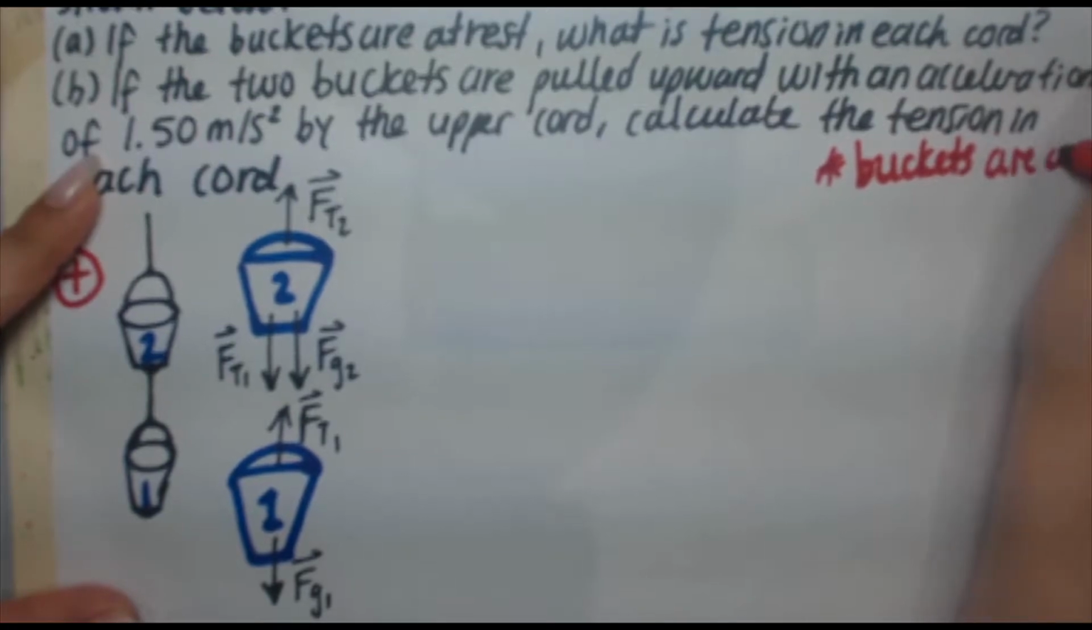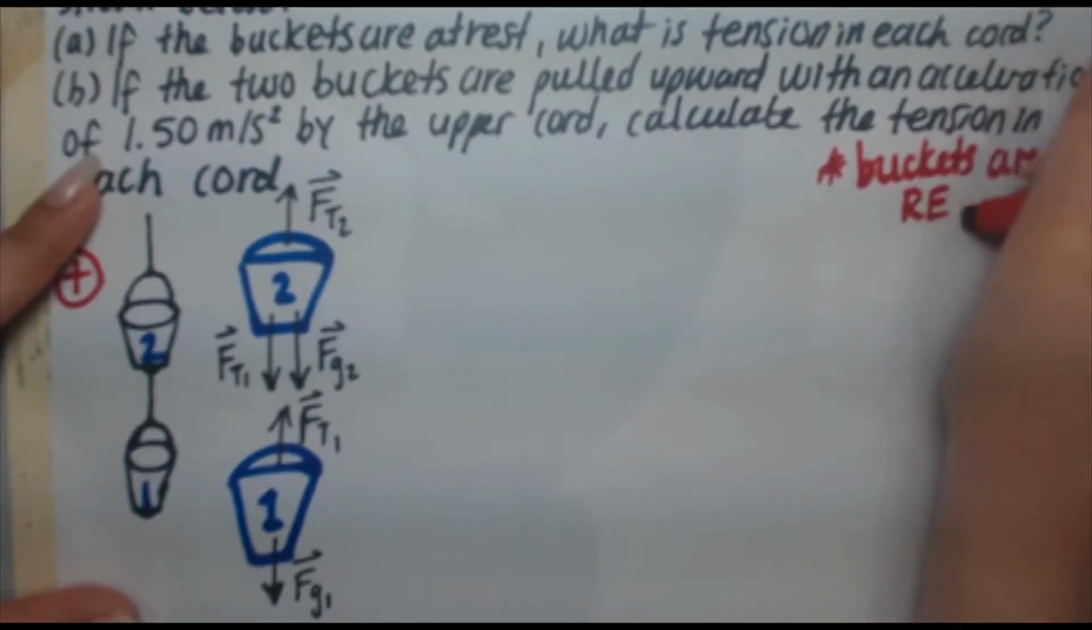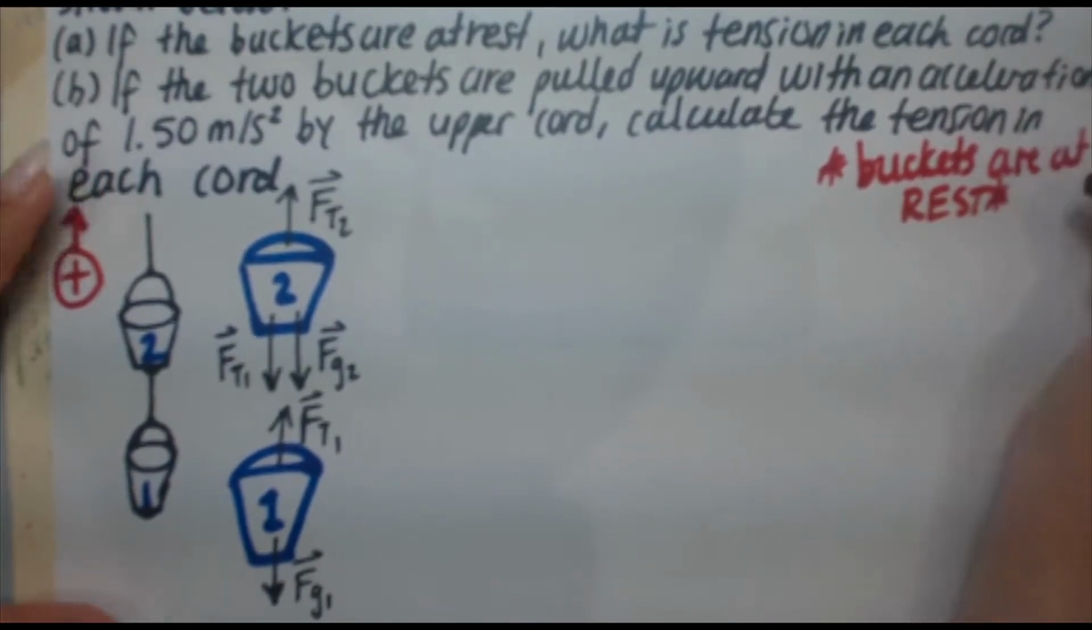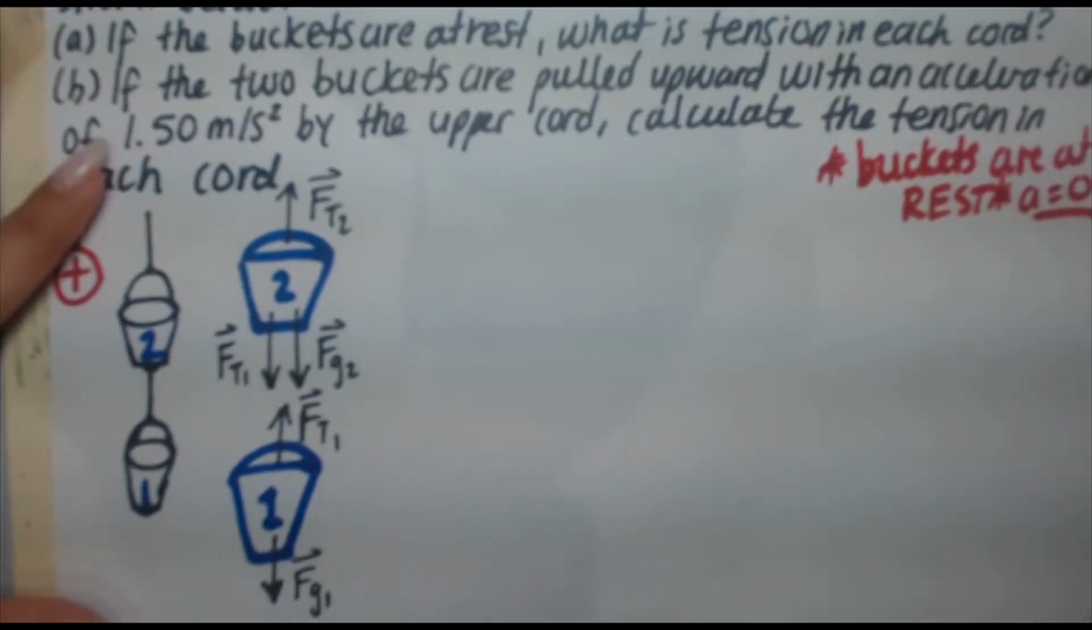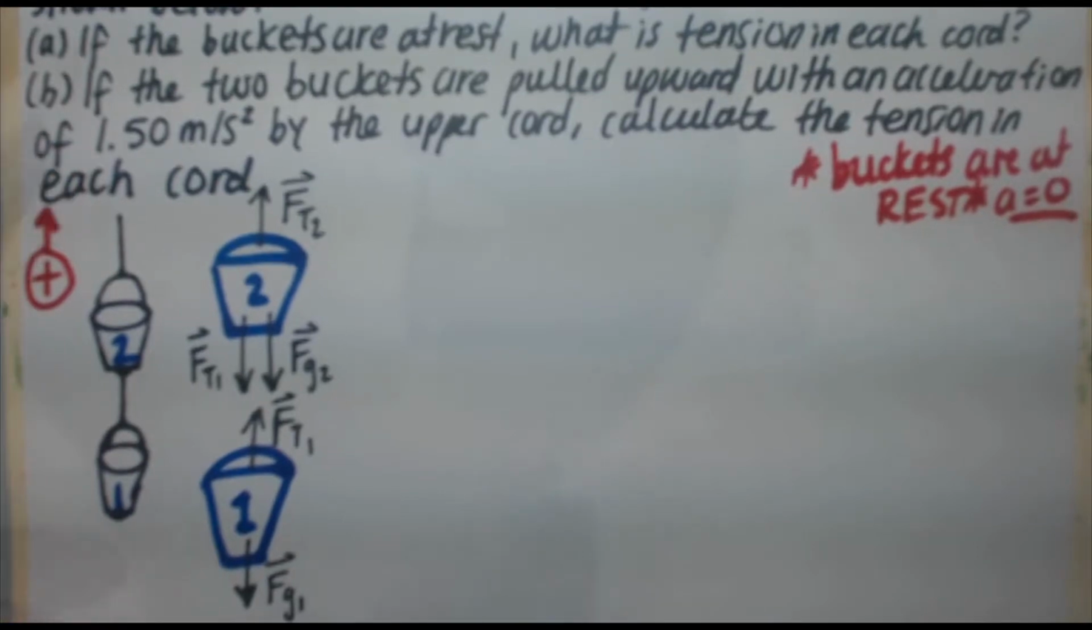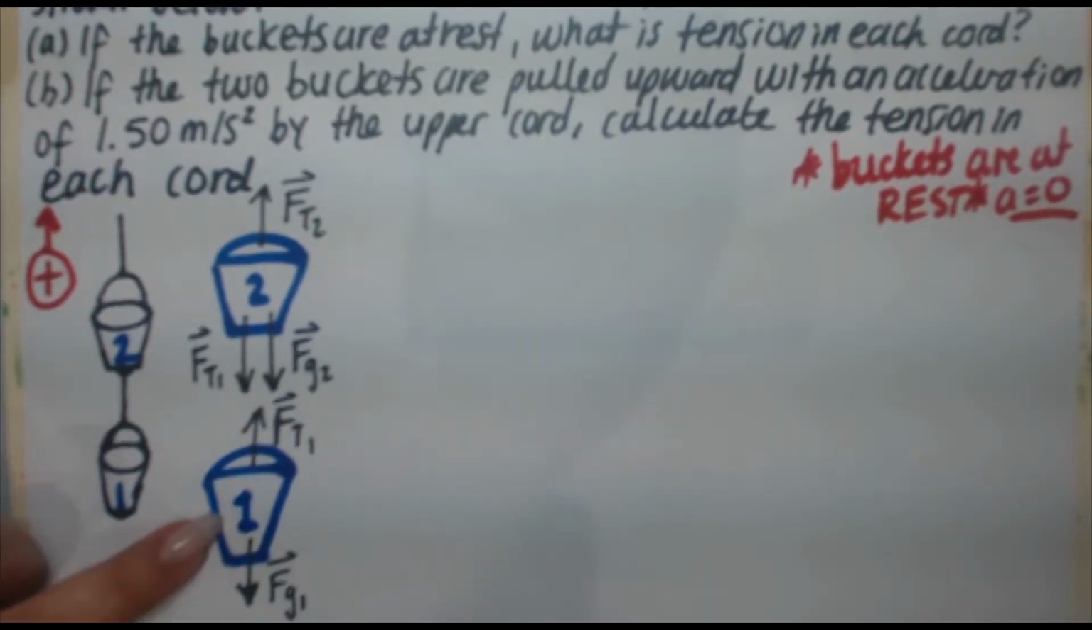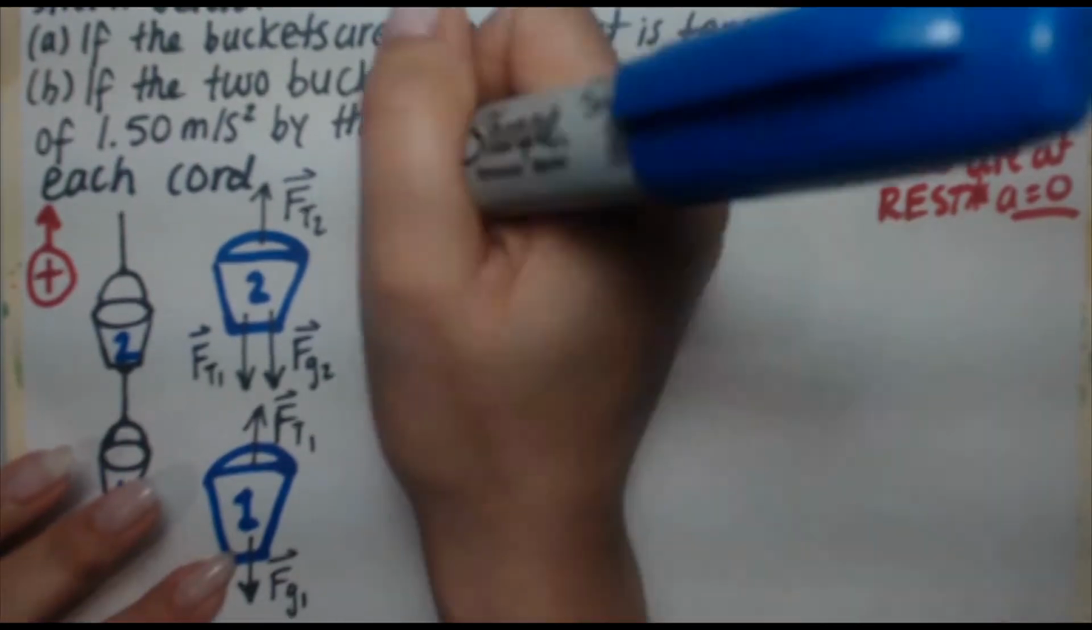Now one of the keys to this problem is that the buckets are at rest. And as soon as you see at rest, you should be thinking acceleration equals 0, F net equals 0. Therefore, when you do F net equals ma, it works out very clean and very nice. So the first thing, I'm actually going to start with bucket 1 because it's a bit simpler. Usually you want to start with the F net equals ma of the object that has fewer forces acting on it.